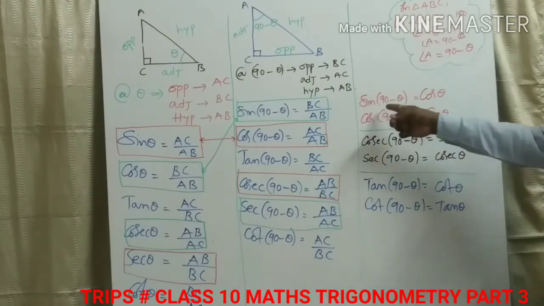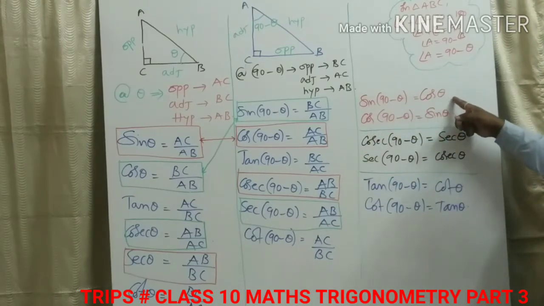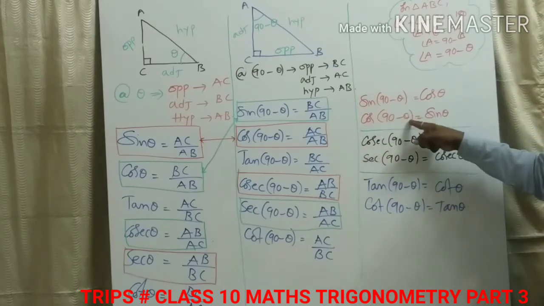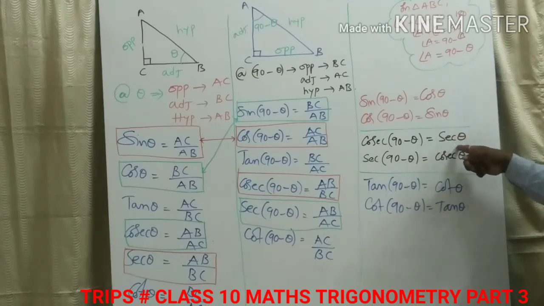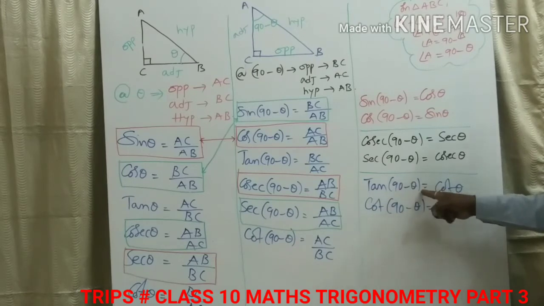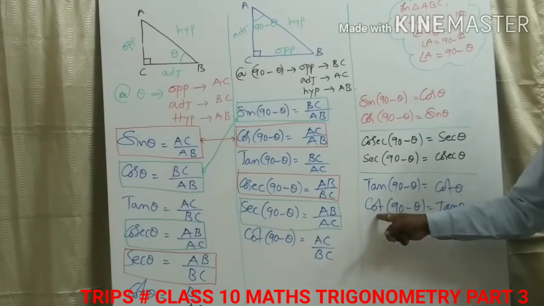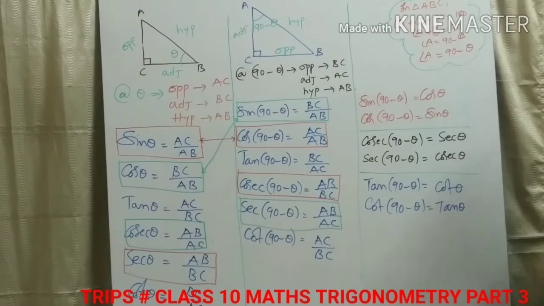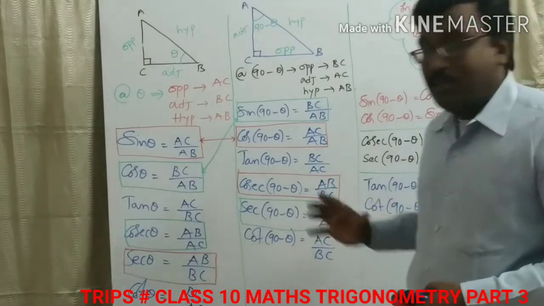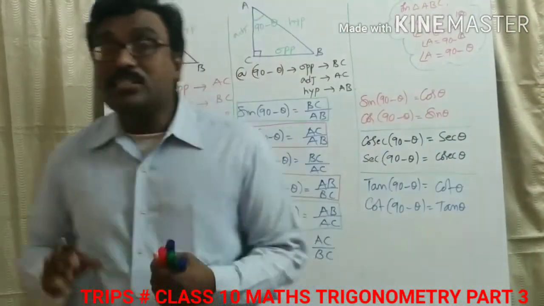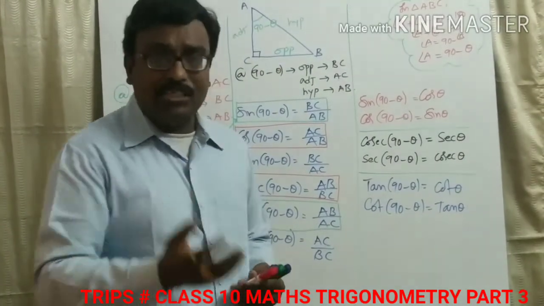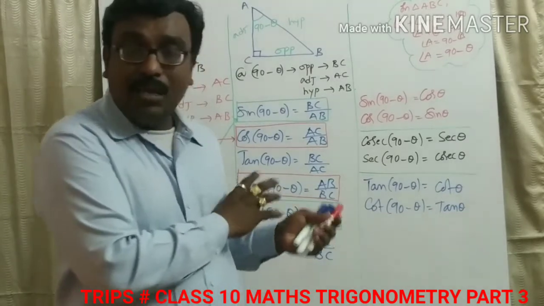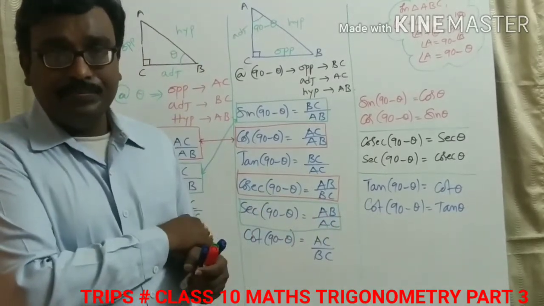That means sin(90 minus theta) is cos theta, cos(90 minus theta) is sin theta. Cosecant(90 minus theta) is secant theta, secant(90 minus theta) is cosecant theta. Tan(90 minus theta) is cot theta, cot(90 minus theta) is tan theta. By using these trigonometric ratios, we can solve the complete third exercise from NCERT and also S-Chand. Now I will discuss some examples in this.